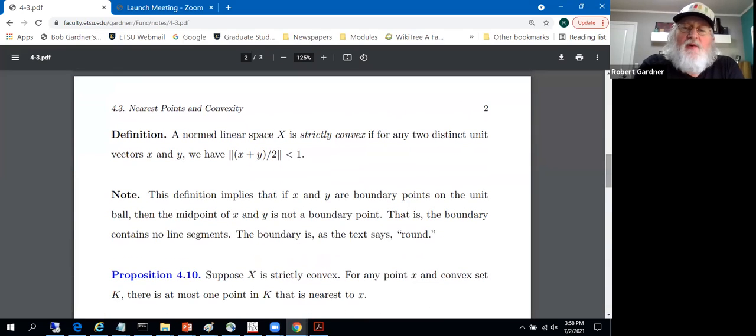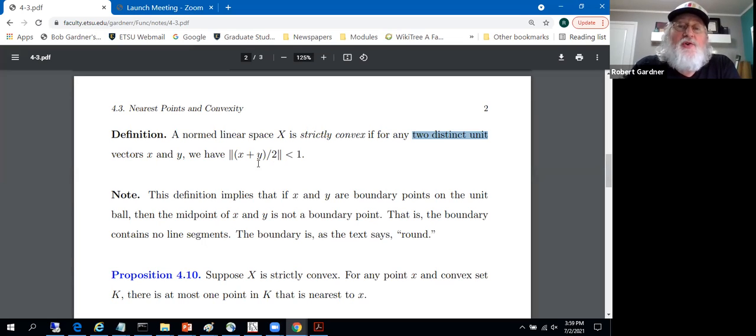So what we're going to do is resolve that and introduce, as Promoslow says, an idea of roundness in a formal way. First, a normed linear space X is strictly convex if, for any two distinct unit vectors X and Y, we have the norm of (X plus Y)/2 strictly less than 1. So we're taking distinct unit vectors, adding them together, dividing by 2, and getting a vector of norm less than 1. I could probably put some pretty good R^n geometric interpretations on this.